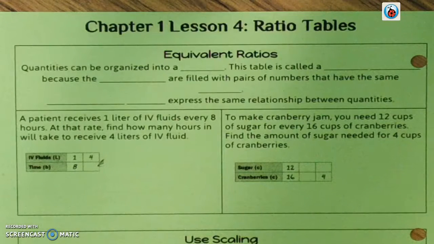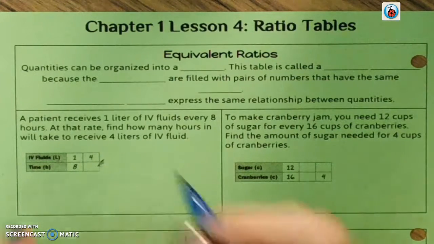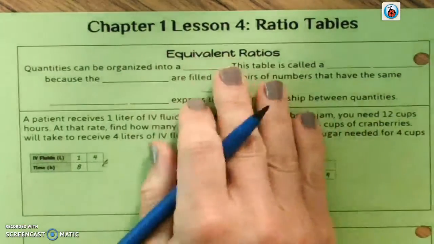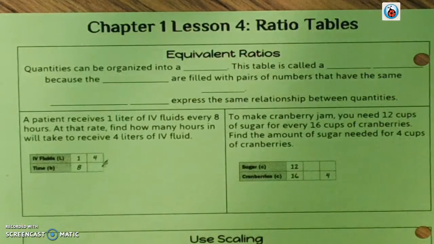Say we're doing ratio tables, there's an easy one and then there's a harder one where you have to use scaling. Okay? So we're going to start with the easy ones though. So we'll look at the top. They're called equivalent ratios. Who knows what the word equivalent means? Allie.